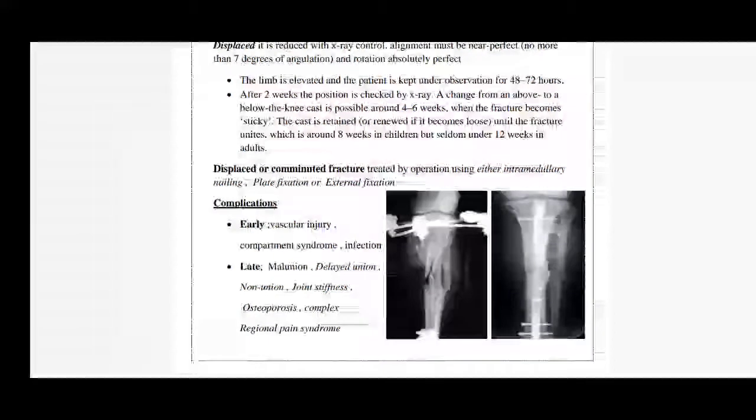Displaced or comminuted fracture is treated by either modality of fixation: intramedullary nail, external fixation, especially in compound or segmental fracture, or the conventional blade or locked blade. Another advanced procedure is Ilizarov fixation.